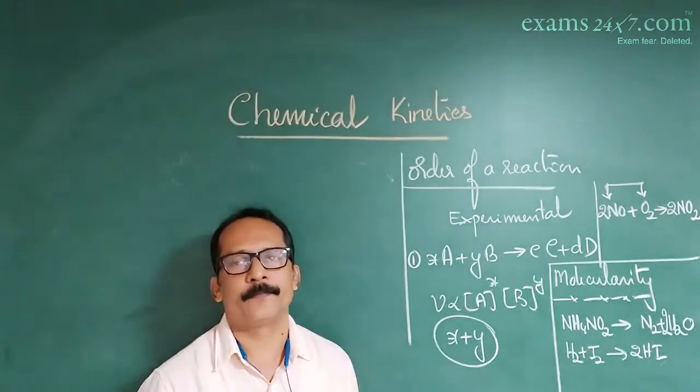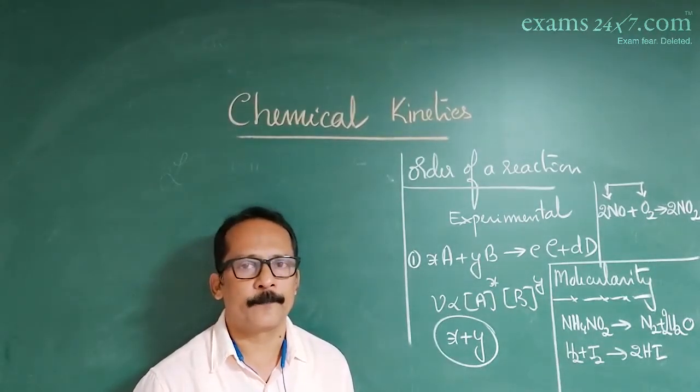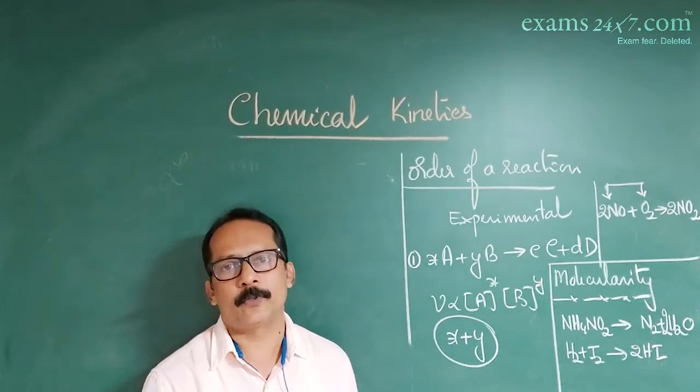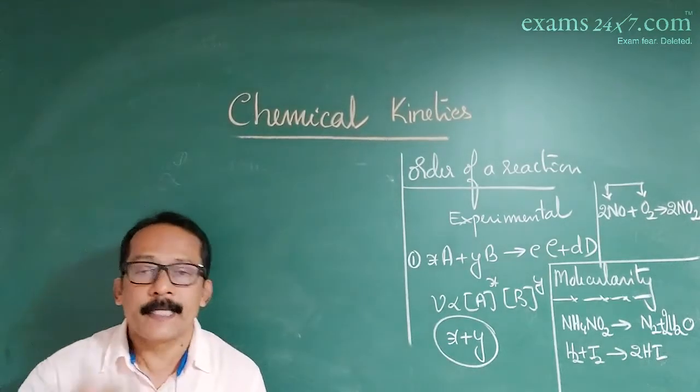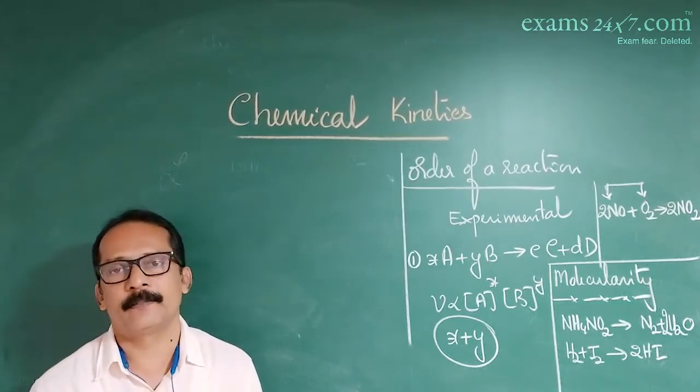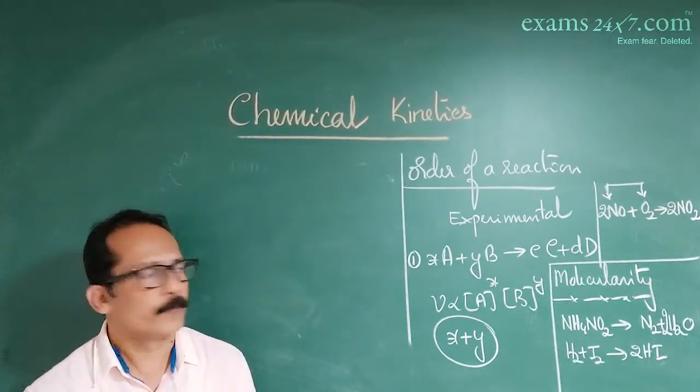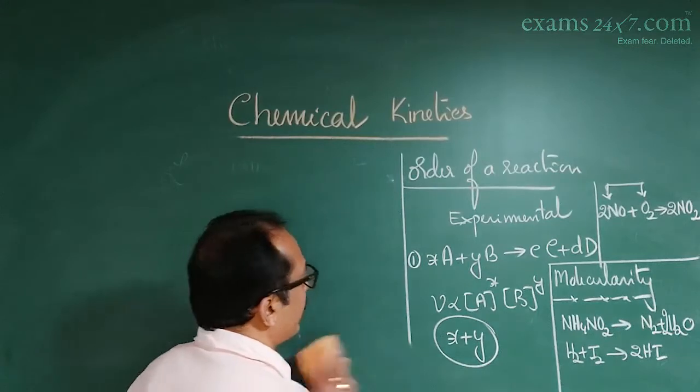Molecularity more than 3 is very rare, because according to collision theory, before the formation of product, the reactant molecules should collide with each other. As the number of moles of reactant increases, the number of collisions decreases. So this is about the term molecularity.